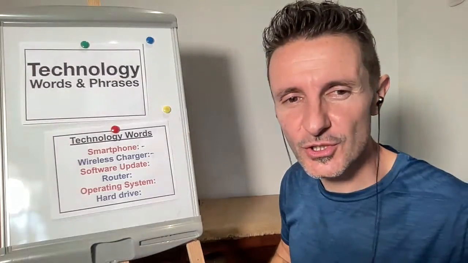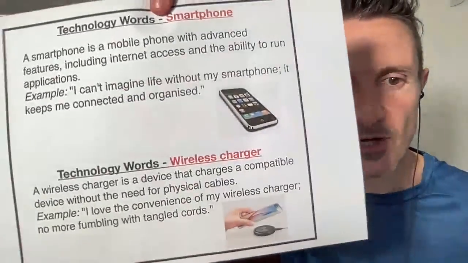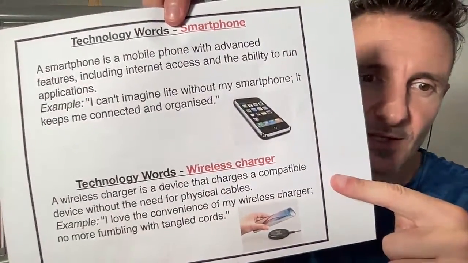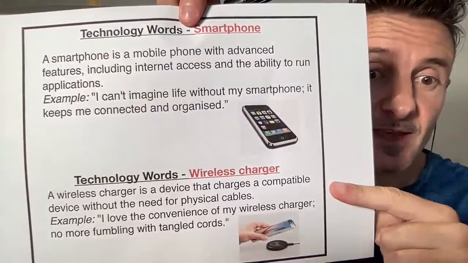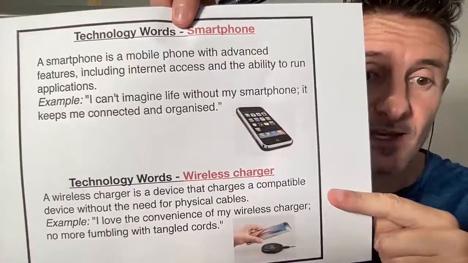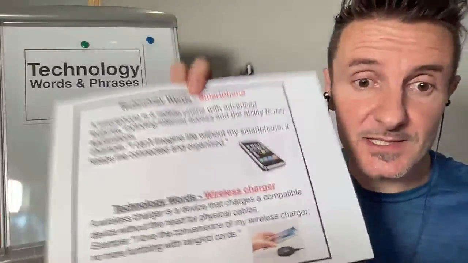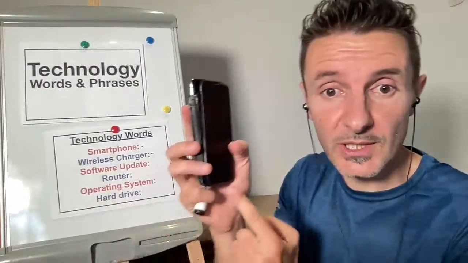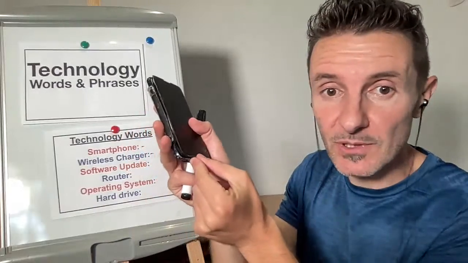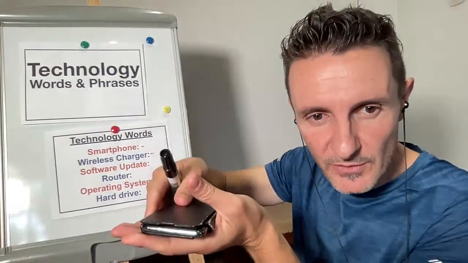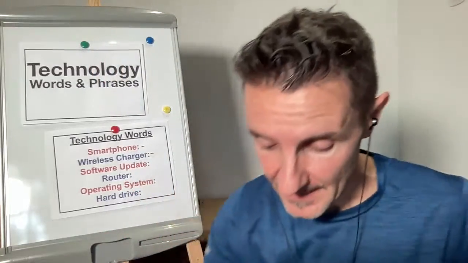All right. The second word we're going to cover is wireless charger. A wireless charger. So today's words are a little bit more difficult, guys. And here is the wireless charger. Okay, so let's cover what that is. A wireless charger is a device that charges a compatible device without the need for physical cables. What does that mean? That means you can charge your phone, you can charge your battery, make it strong again, but there's no cable. With a wireless charger, you just put the phone on and it charges. No cables.